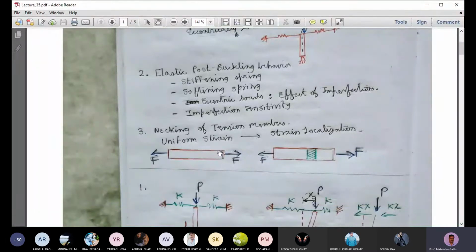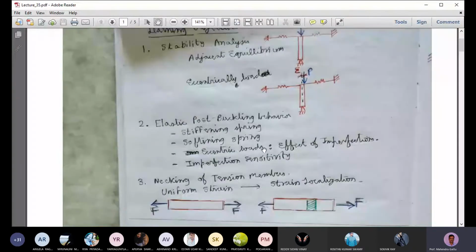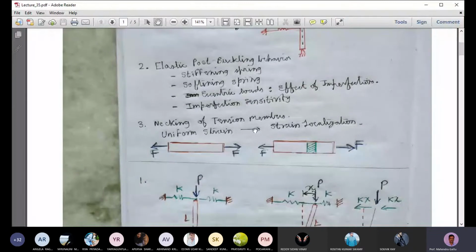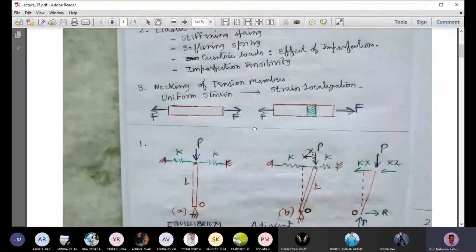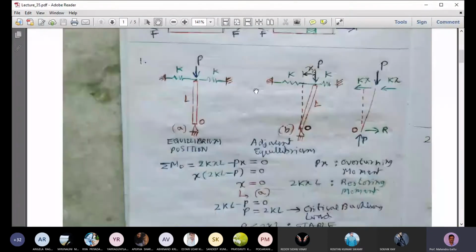And there is this necking of tension members. It is a form of material instability. I have not done slides on this, so I cannot discuss that in this class. But I can cover the first two topics. The first topic is just a revision of what you have learned in earlier classes.